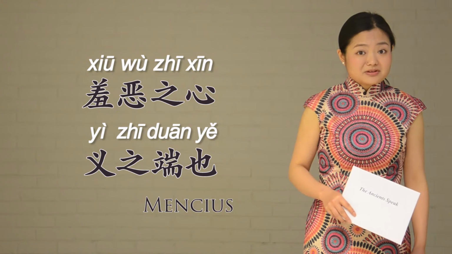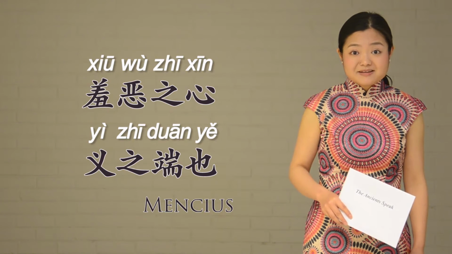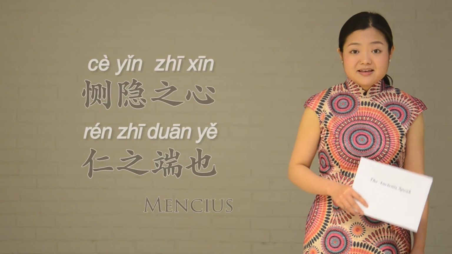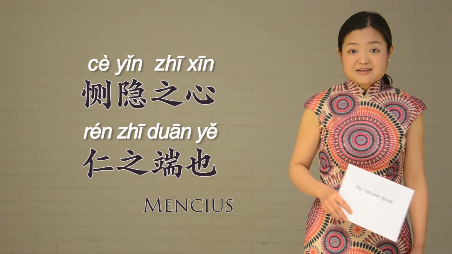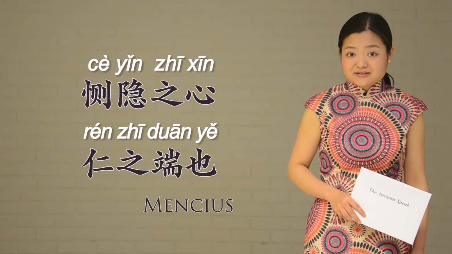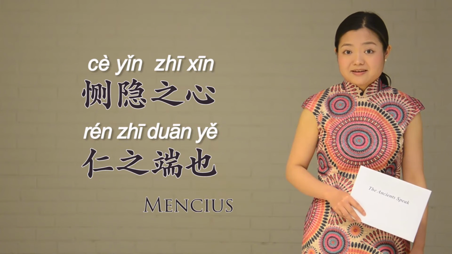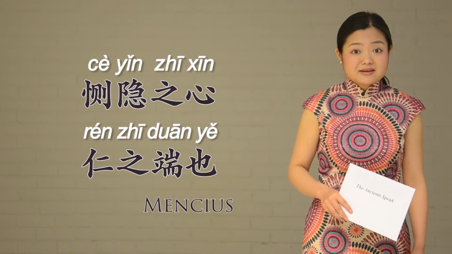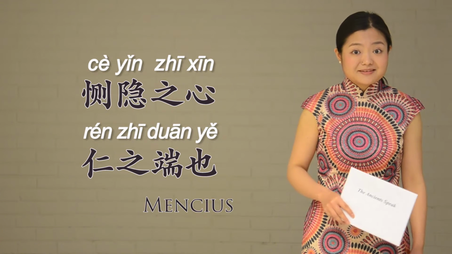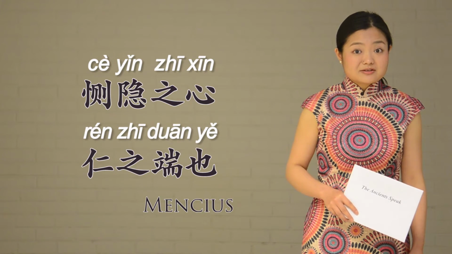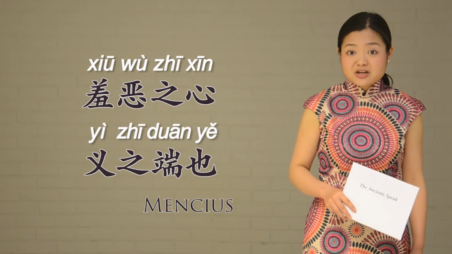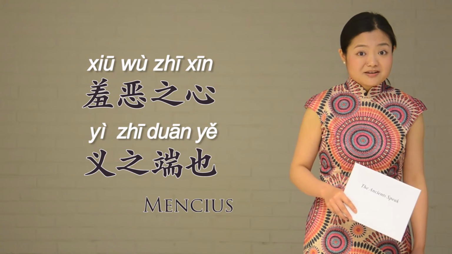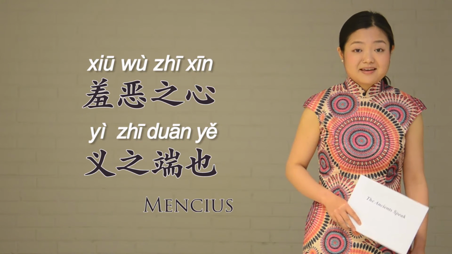In our previous episode, we learned a similar saying by teacher Mencius. 恻隐之心人之端也. A sense of sympathy is the beginning of being benevolent. And teacher Mencius continues by saying, 羞恶之心义之端也. A sense of shame is the beginning of being just and righteous.